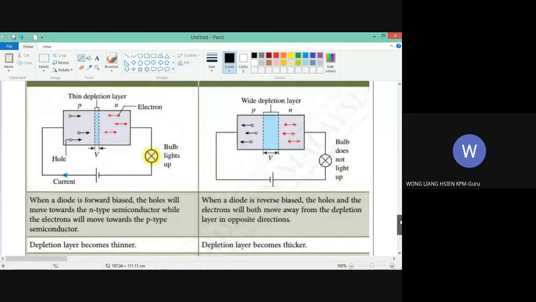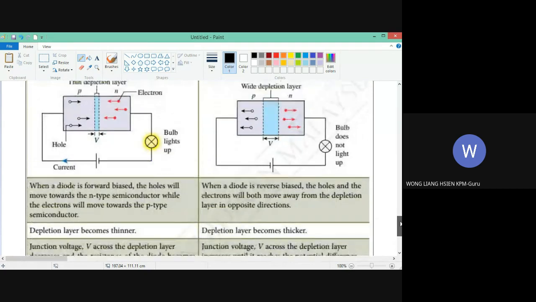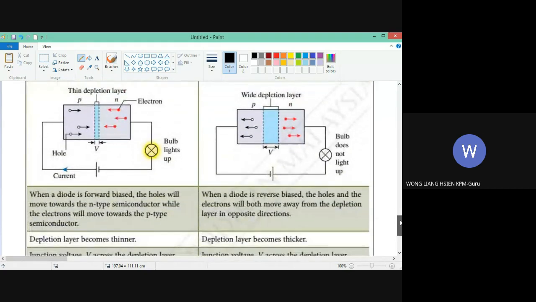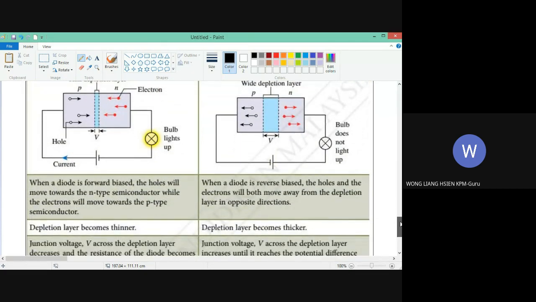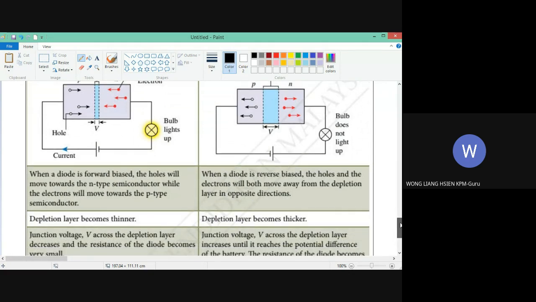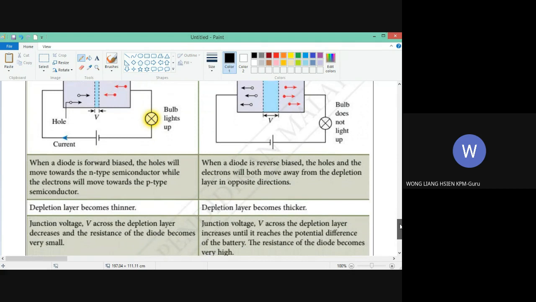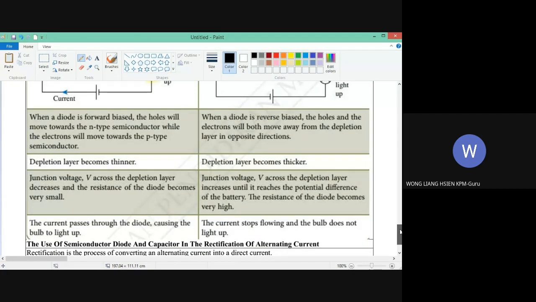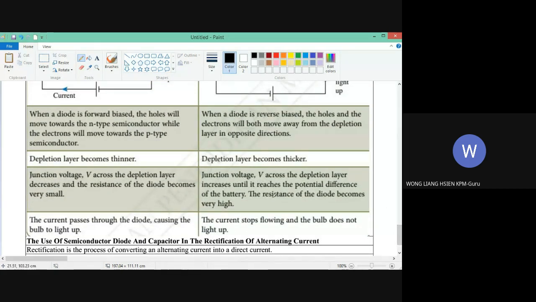When reverse bias circuit or reverse bias connection, when the diode is reverse biased, the hole and the electron will both move away from the depletion layer in opposite direction. So depletion layer becomes thicker, junction voltage across the depletion layer increases until we reach the potential difference of the battery. So the resistance of the diode becomes very high. So the current stops flowing and the bulb does not light up.